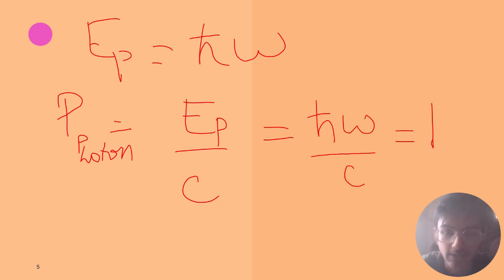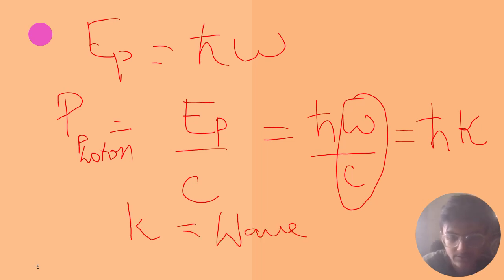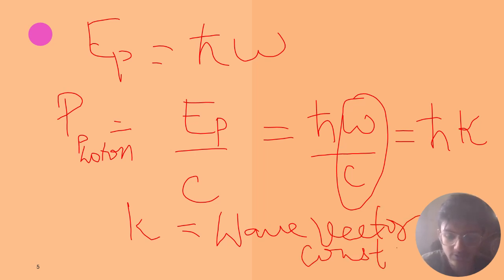So what will it be? It will be ħ times ω/c, and ω/c is the wave constant, or wave vector, or propagation constant. There are several names for this, but for convenience we can consider it the wave vector constant k. This vector nature is important because we will use it in the derivation portion. So ħk is the momentum of the photon, and the energy of the photon is ħω.